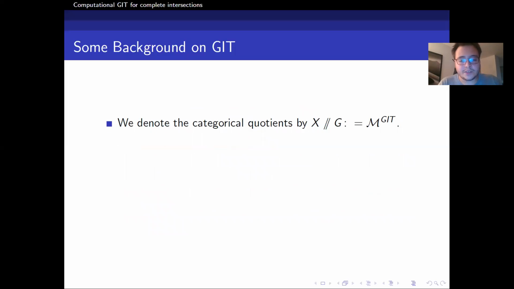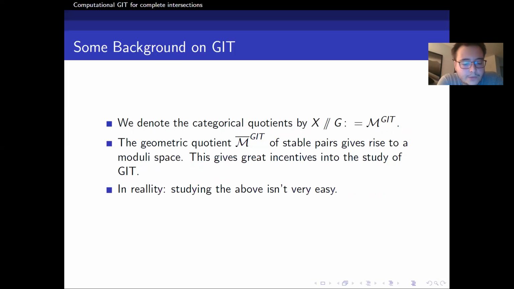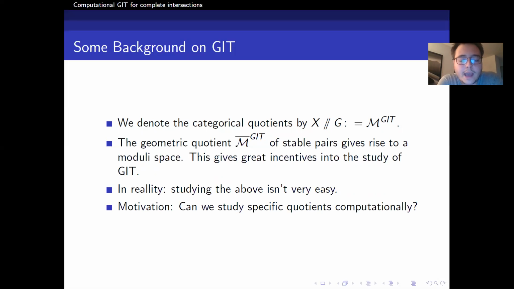A bit of notation: we denote these categorical quotients by X//G, and we denote the geometric quotients by X//G with a bar. These are in fact moduli spaces, which proves the usefulness of GIT, because through GIT we can actually study these moduli spaces and construct them. But in reality, studying all of the above isn't very easy. So the natural question and motivation is whether we can study the above computationally and find computational methods to study these quotients in order to get more concrete results.